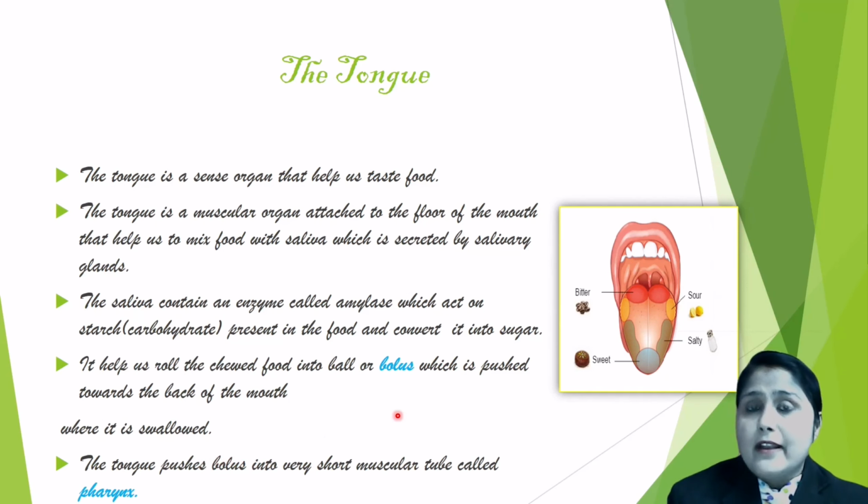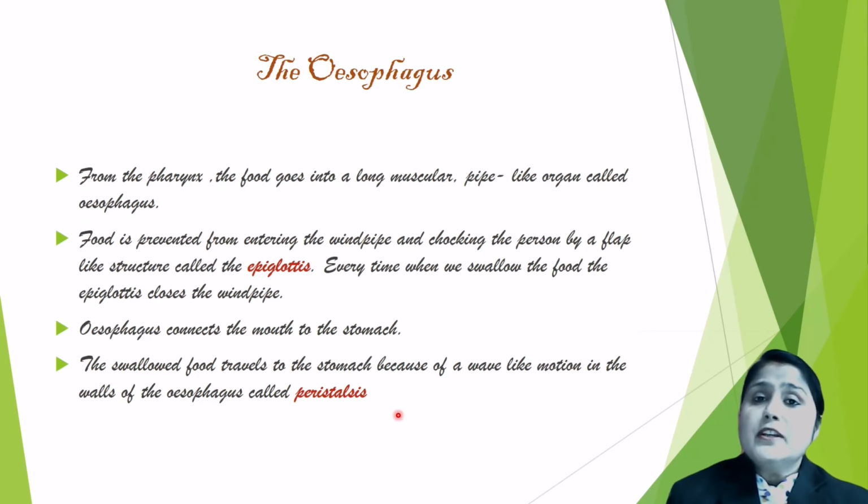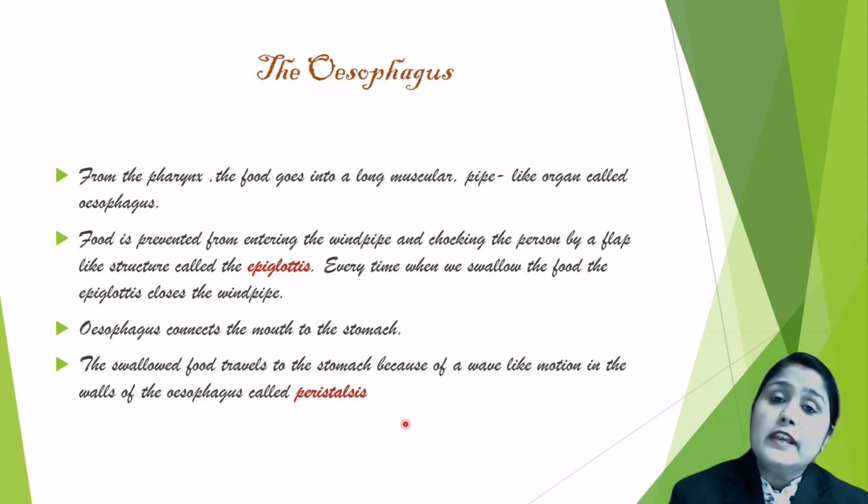What is the pharynx? Let's move to the pharynx. The pharynx is a short muscular tube which is connected at its beginning to the mouth and at its last end to the esophagus. So it is a short tube-like structure.